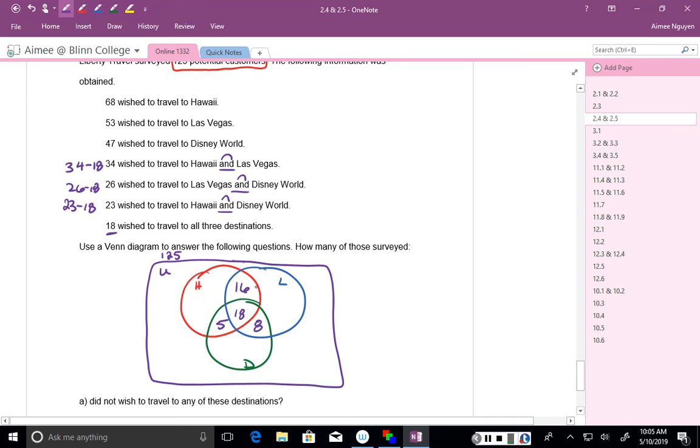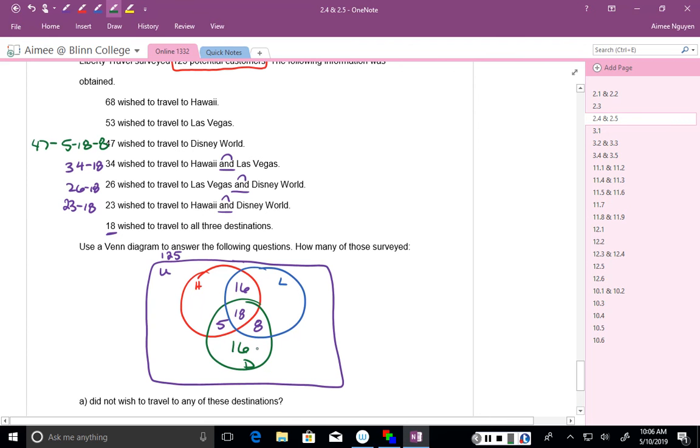Now that I have all of my overlaps done, now I can go for my entire circles. Again, none of these say only or but not, so I'm talking about the entire circle, right? So if I start with Disney World, that's the entire green circle. There were 47 total people who wanted to go to Disney World. I'm going to get rid of the 5, the 18, and the 8 that wanted to go somewhere else. And when I do that, that leaves me 16 people that only wanted to go to Disney World.